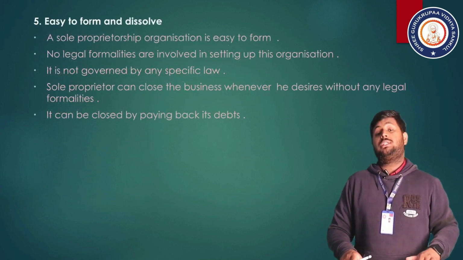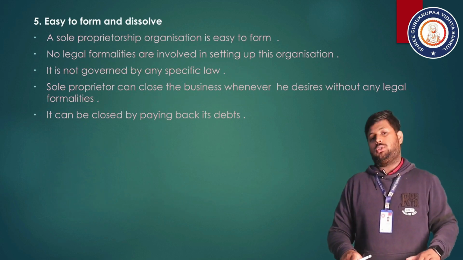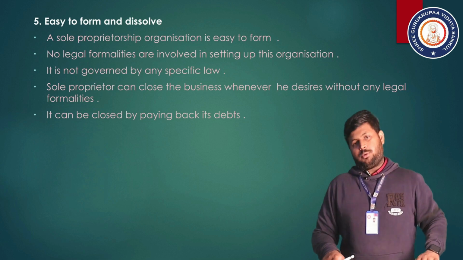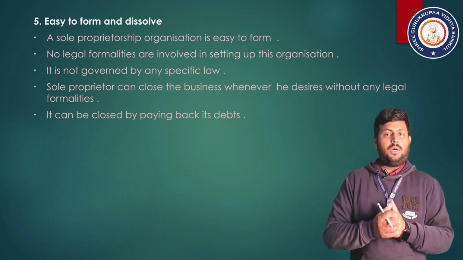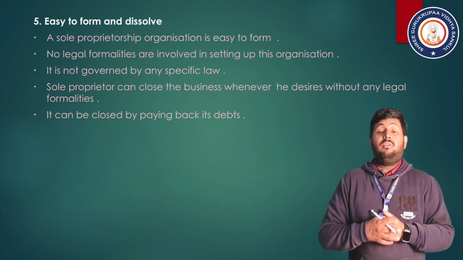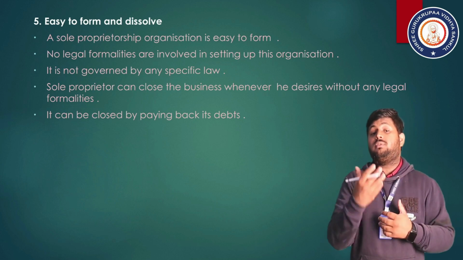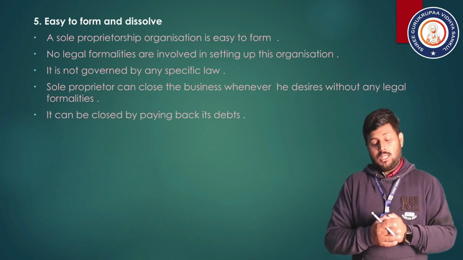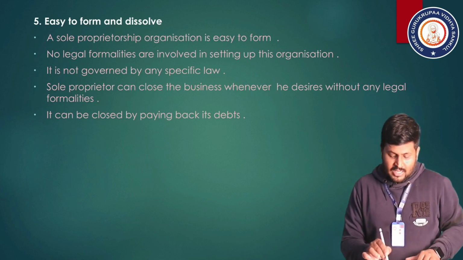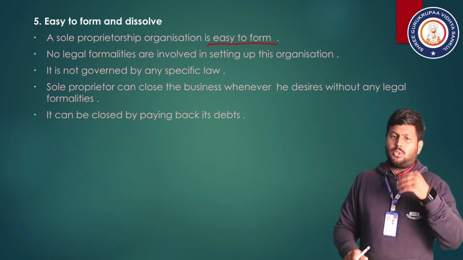And the last thing is easy to form and easy to dissolve. See, whenever a person gets abnormal profit or abnormal loss, in both conditions the person reacts. When you see abnormal profit in a business, you try to invest. When you see abnormal losses, you have to dissolve the business. So a sole proprietorship is very easy to form and easy to close as compared to others.